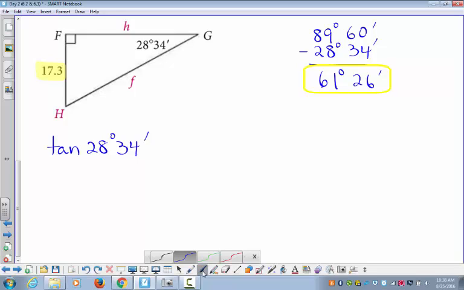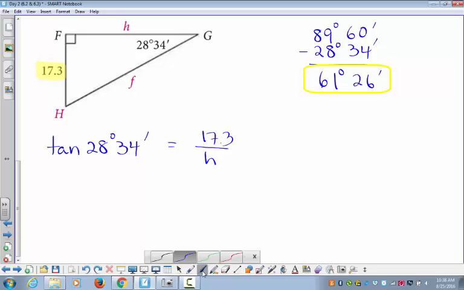And if we were focused down here, we wouldn't want to use sine, because sine of angle h would be unknown over unknown. But we can use all the others. Usually, we would stick to sine, cosine, or tangent. You wouldn't want to use the reciprocal functions, but you could. Okay, so tangent of 28°34' is going to be opposite over adjacent. That's the definition of tangent. So opposite over adjacent.